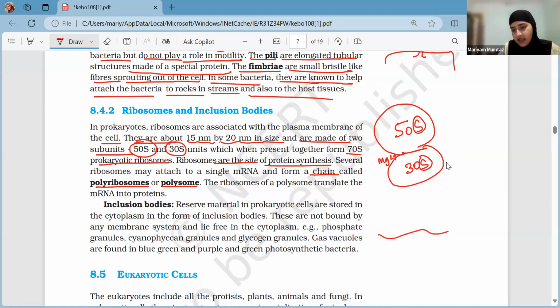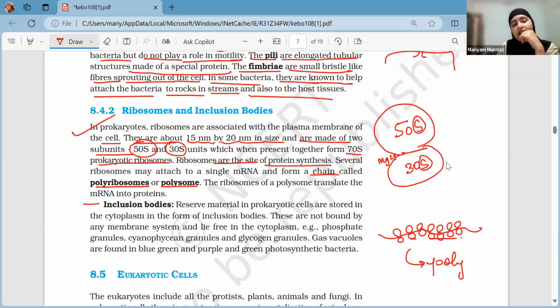This is mRNA like this. Many ribosomes will be attached onto it like this. This structure that you're seeing will be called the polysome or polyribosome. Many ribosomes attached onto one mRNA, one chain. So this is about the ribosome.